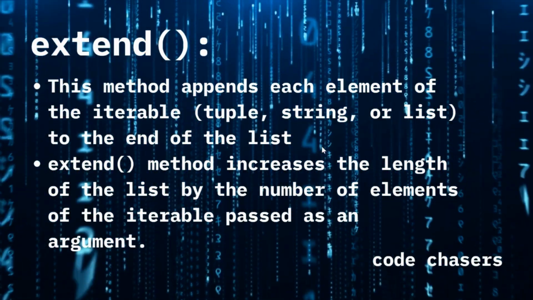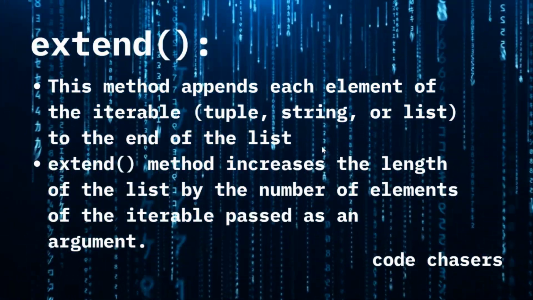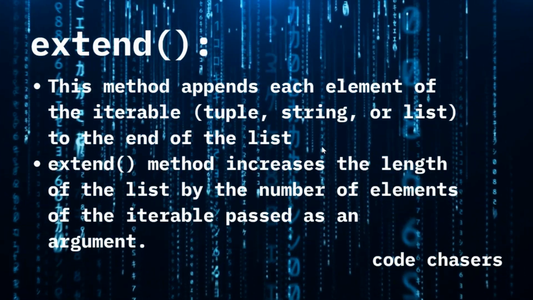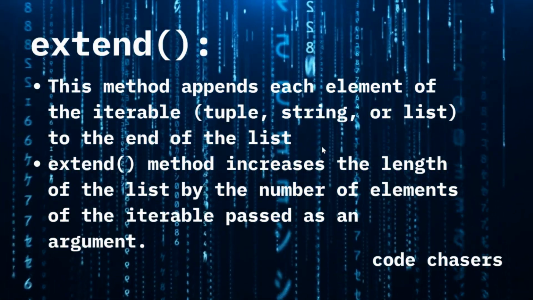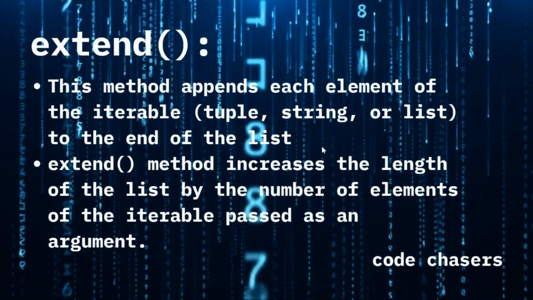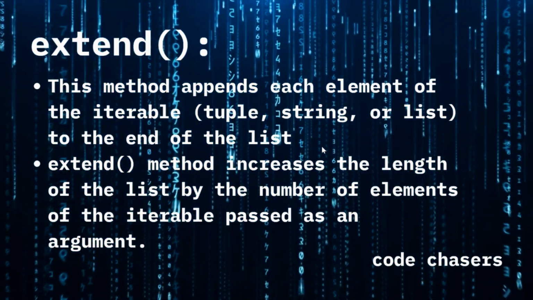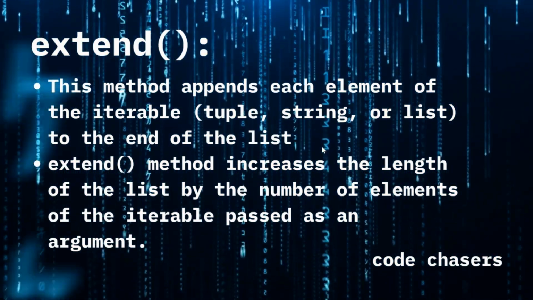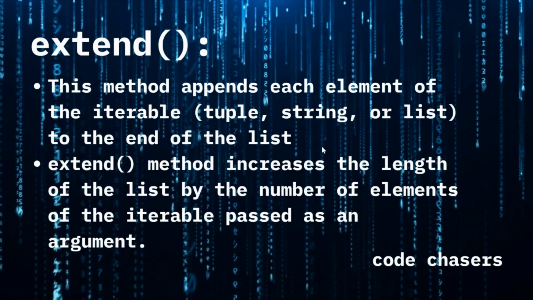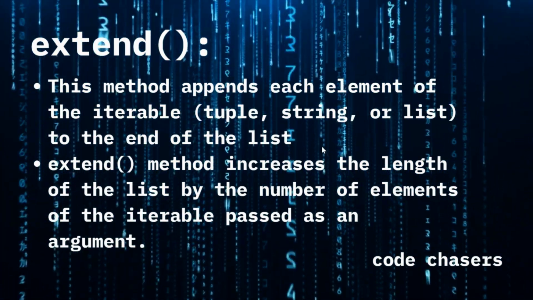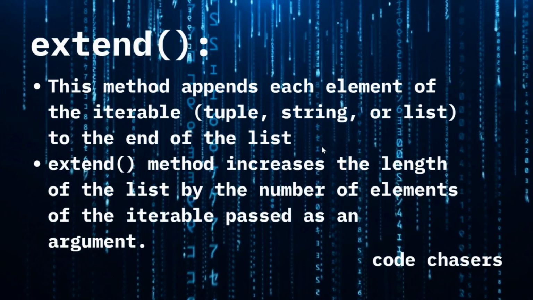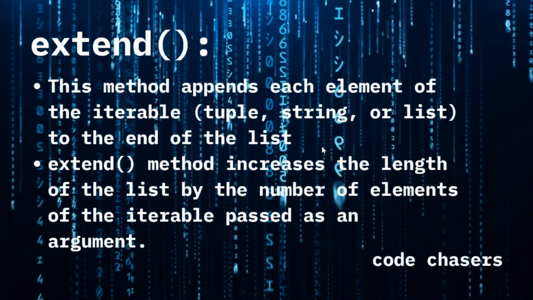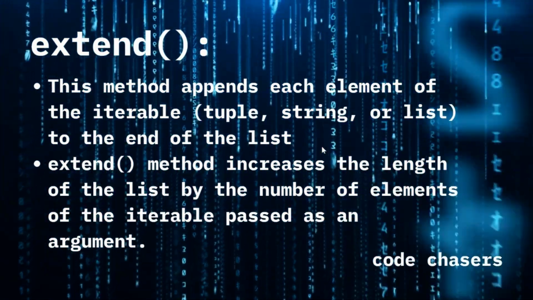What is an iterable here? An iterable is an item in Python upon which we can iterate. On a tuple we can iterate, on a string we can iterate, on a list we can iterate. So, coming back to the extend method: it appends each element of the iterable to the end of the list. Extend increases the length of the list by the number of elements of the iterable passed as an argument. This statement we will decode in the coding part and observe word by word.